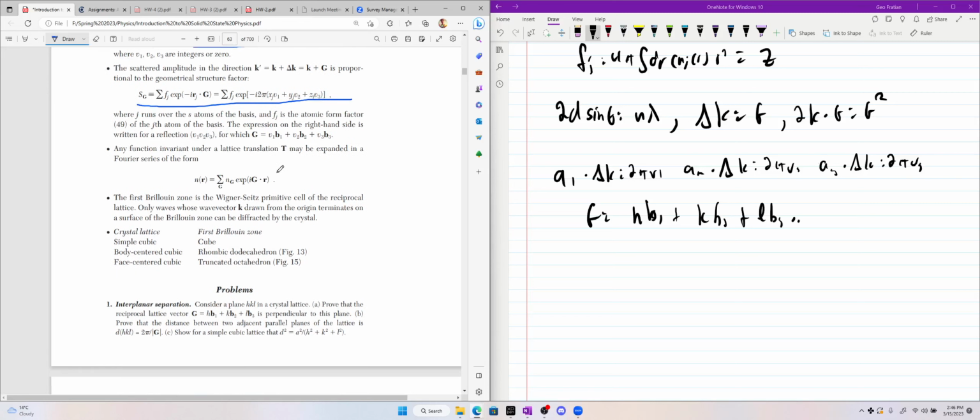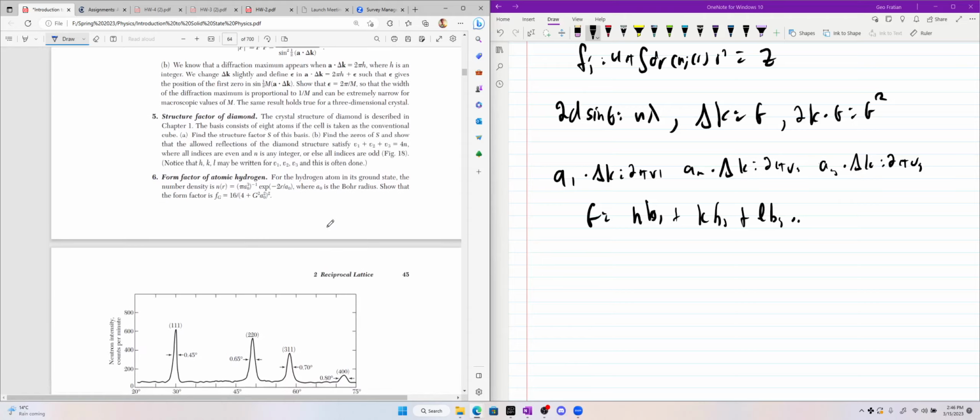Okay. Any function invariant under a lattice translation T may be expanded in a Fourier series of the classic form. And the first Brillouin zone is the Wigner-Seitz primitive cell of the reciprocal lattice. And only waves whose wave vector k drawn from the origin terminates on a surface of the Brillouin zone can be diffracted by the crystal. So for the crystal lattice, the first Brillouin zone of a simple cubic is going to be a cube. The body-centered cubic is going to be a rhombic dodecahedron, and the face-centered cubic is going to be a truncated octahedron. Okay, that's all I have for today.